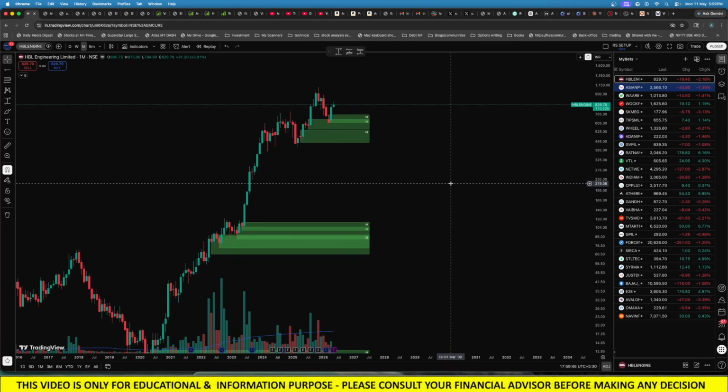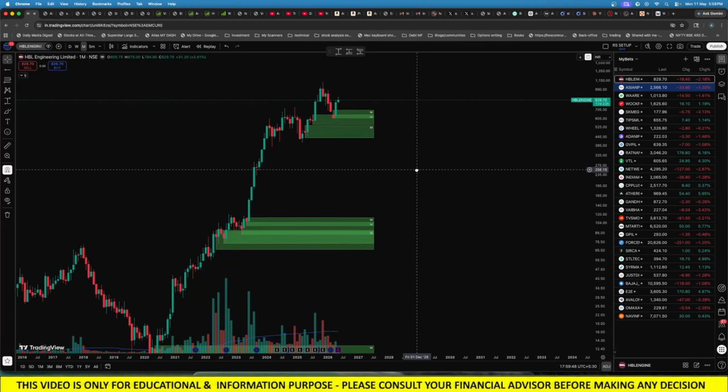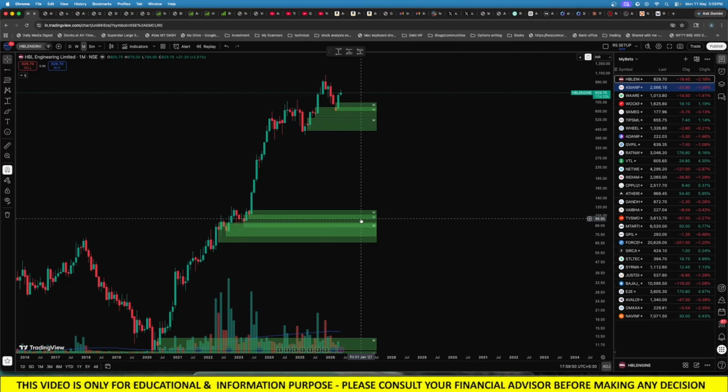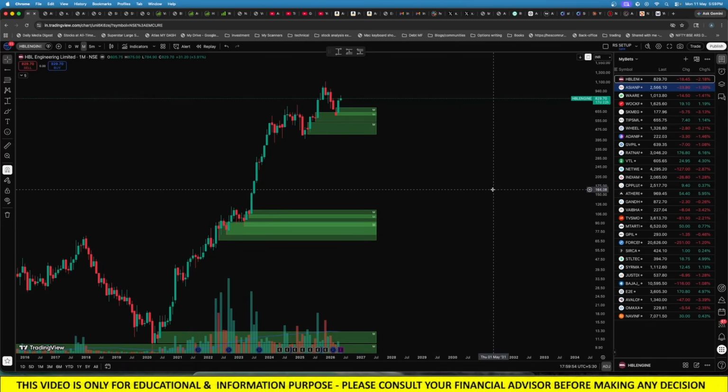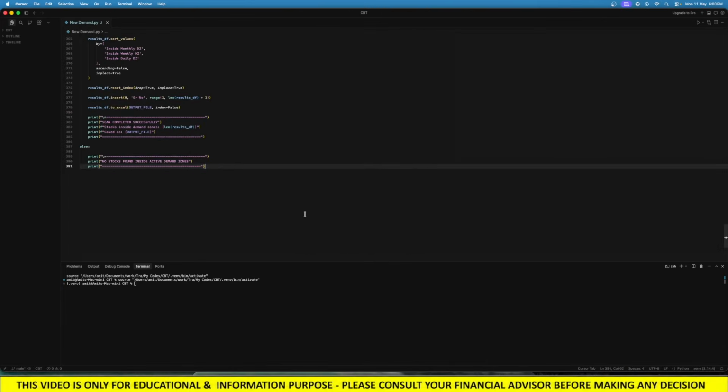But it takes a lot of time for me to do that, so I was able to code it in Python. It will give shortlisted stocks based on the same logic, shortlisting whether the price is currently in any of the demand zones, like daily, weekly or monthly demand zones. Let's see how the code works.